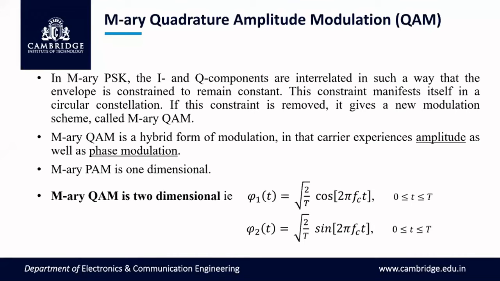Let us look into the first bullet point. In MRA PSK, the I and Q components, that is the in phase and quadrature components, are interrelated in such a way that the envelope is constrained to remain constant.